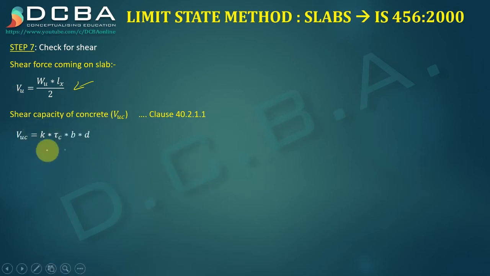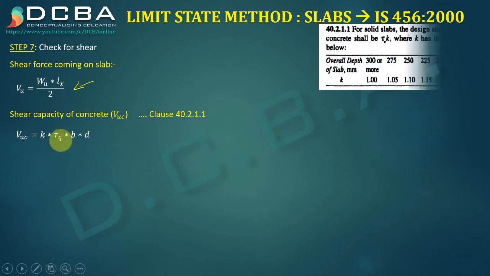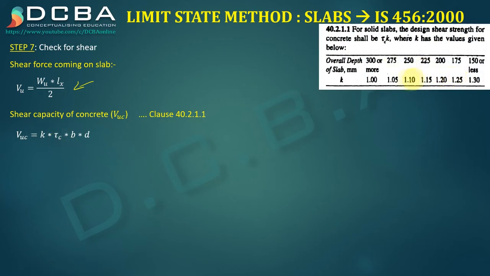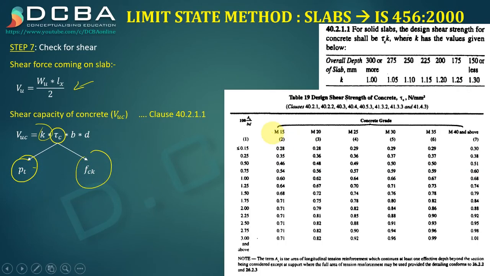So VUC is K into tau C into BD, where K is dependent on the overall depth of our slab. So wherever our overall depth lies here, we will have to interpolate it and find K. Tau C will depend on again two criteria. First is percentage of tension reinforcement and second is FCK. And then from table 19 we will have to select the percentage of tension reinforcement, and based on the grade of concrete we will get our tau C, that is the shear strength of concrete.